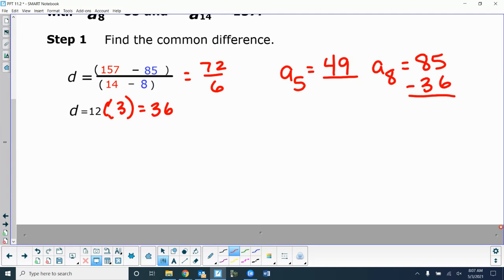I just figure out how far left or how far right I got to go. I got to go 3 spots to the left to get to the 5th. So 3 times 12 is 36.